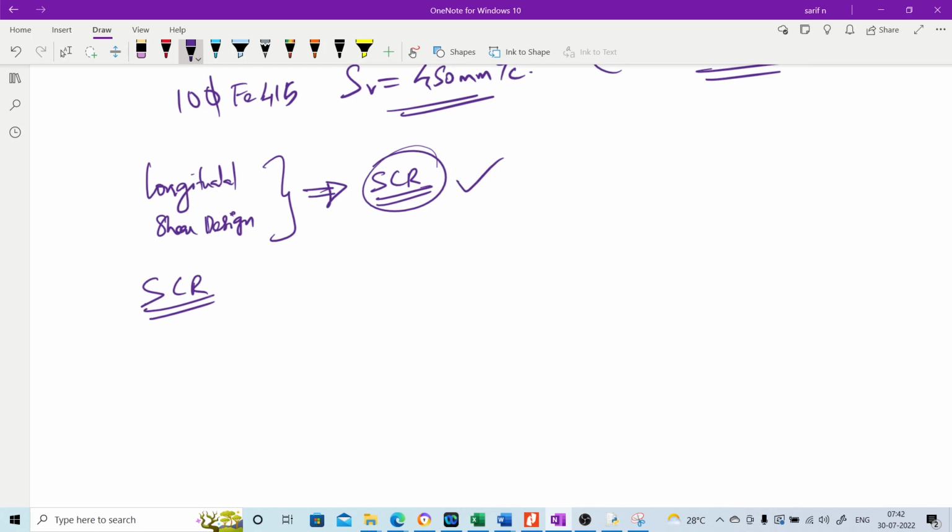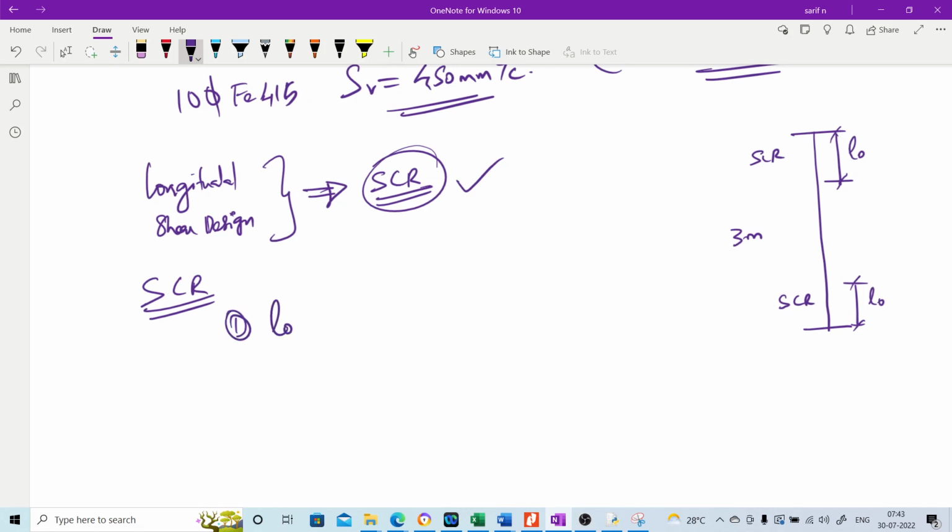So here, the first thing that we need to do is, as we know, this is the column. The length of the column is 3 meter. We want to know what is the distance from either end, L0, up to which special confining reinforcement has to be given. So these are the regions of SCR. Okay, so we need to decide that first. So first one is L0.